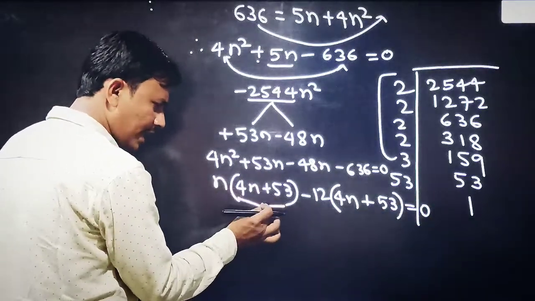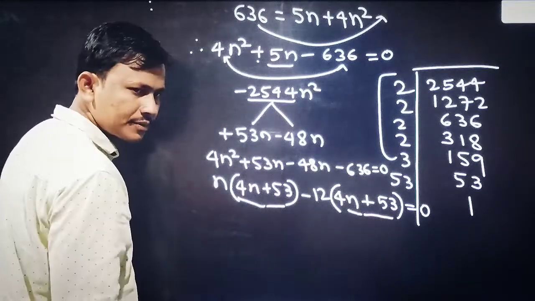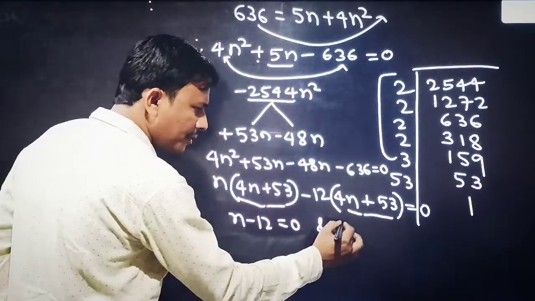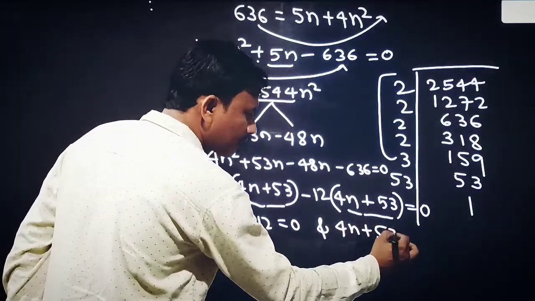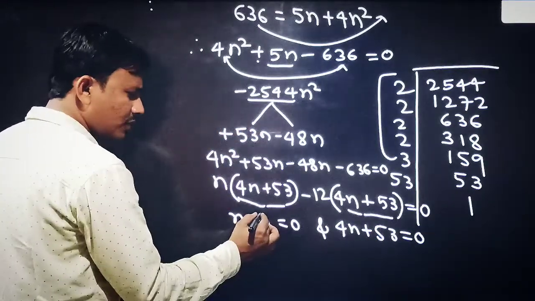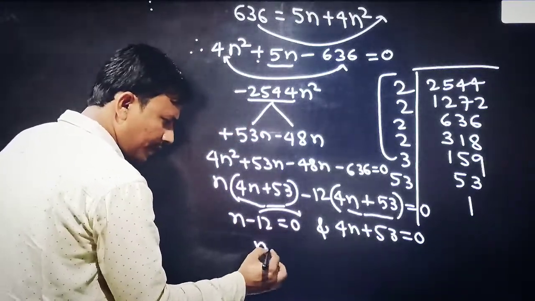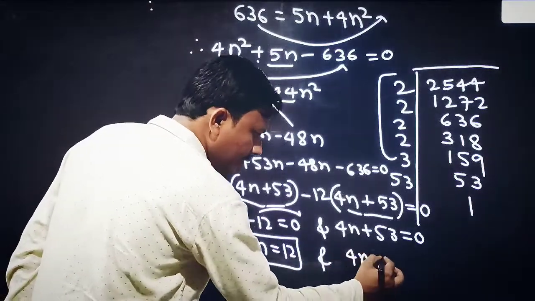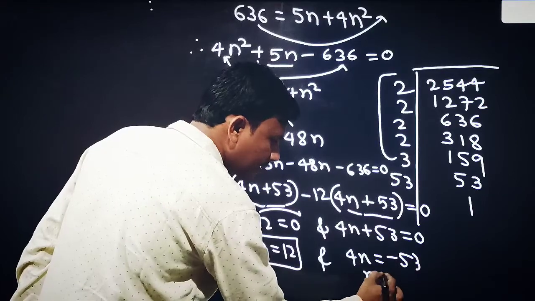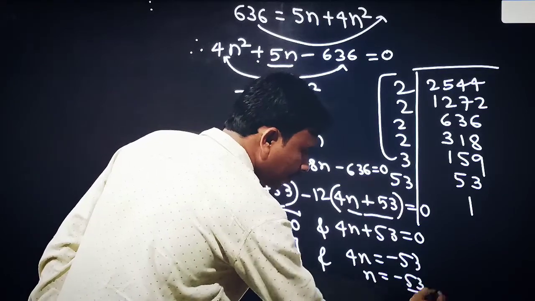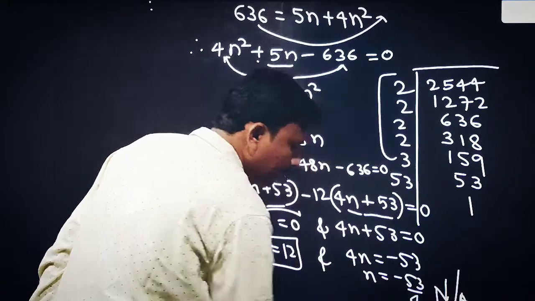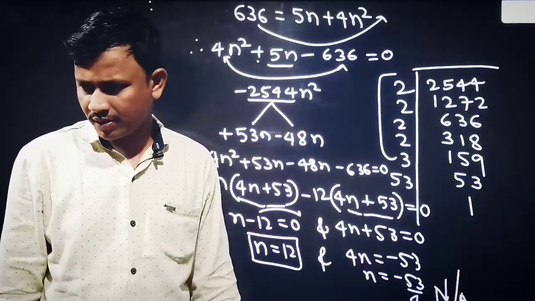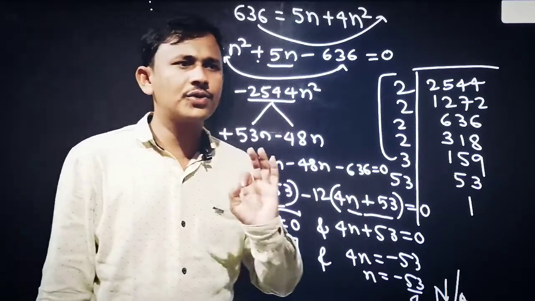Children, as it is, we get it ready the same way. Next, what happens? n minus 12 is equal to 0 and 4n plus 53 is equal to 0. Minus 12 it will become what? Plus 12. n is equal to 12 and 4n is equal to minus 53. n is equal to minus 53 divided by 4, which is not applicable because it is negative. n must not be negative. Understood? What is the answer? n is equal to 12.